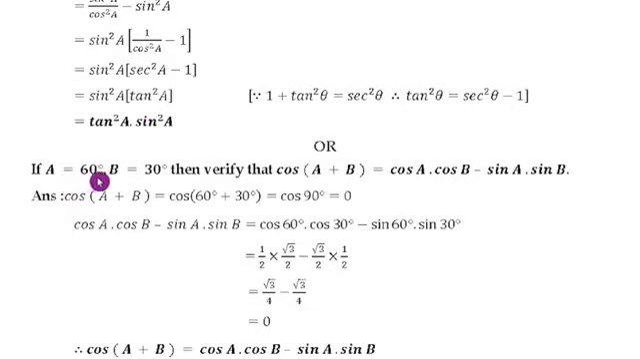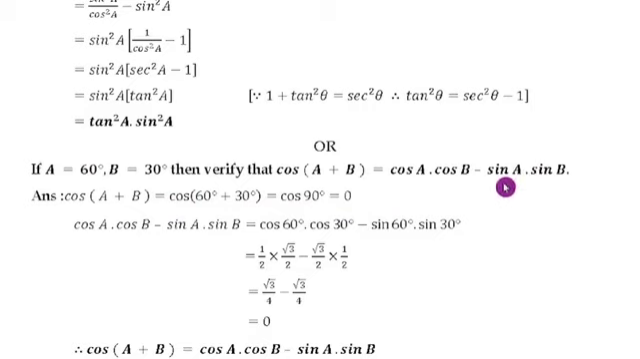If A is equal to 60 degree, B is equal to 30 degree, then verify that cos of A plus B is equal to cos A into cos B minus sin A into sin B. So we have to prove that the left side is equal to the right side. Therefore take the left side, cos of A plus B is equal to cos of 60 degree plus 30 degree. Cos 60 plus 30 degree how much? Cos 90 degree. Cos 90 becomes 0.